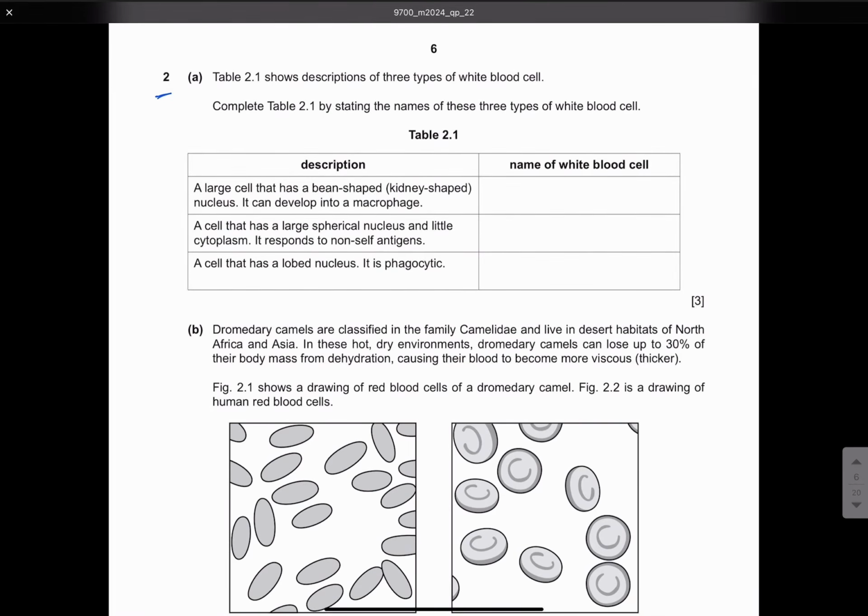Let's discuss question number 2, part A. Table 2.1 shows descriptions of 3 types of white blood cell. Complete table 2.1 by stating the names of these types of white blood cells. So over here we have descriptions of 3 types of white blood cells. So by reading the description, we have to name the white blood cell.